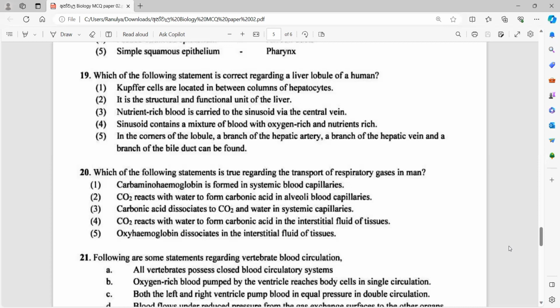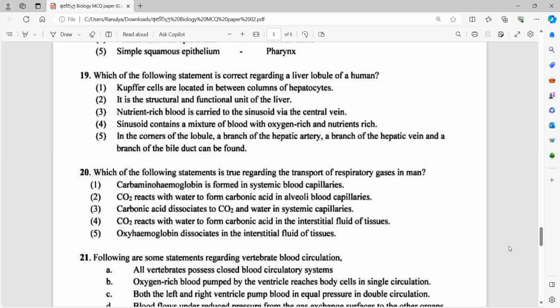Second one, carbon dioxide reacts with water to form carbonic acid in alveoli blood capillaries? No, it's bicarbonate ions, right? So second one is incorrect. Carbonic acid dissociates to carbon dioxide and water in the systemic capillaries? Incorrect. Carbon dioxide reacts with water to form carbonic acid in the interstitial fluid of tissues? Incorrect. Oxyhemoglobin dissociates in the interstitial fluid of tissues? That is also incorrect. First one, carbamino hemoglobin is formed in systemic blood capillaries.